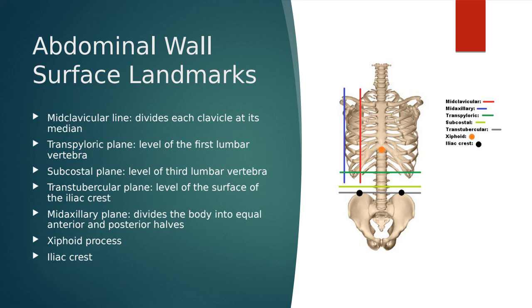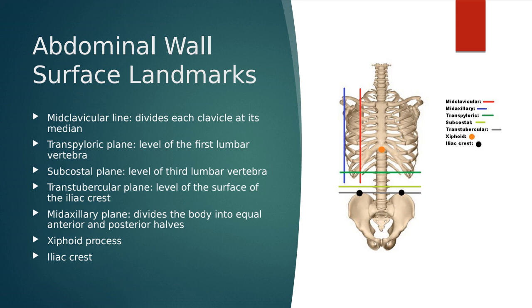We also have our transpyloric plane, which is going to be at the level of the 1st lumbar vertebrae, so a little bit higher than the subcostal plane. Transpyloric is talking about the level of the pylorus segment of the stomach. So yes, it's going to be the level of the 1st lumbar vertebrae, but it's also referencing the level of where the pylorus typically sits in a patient's stomach.